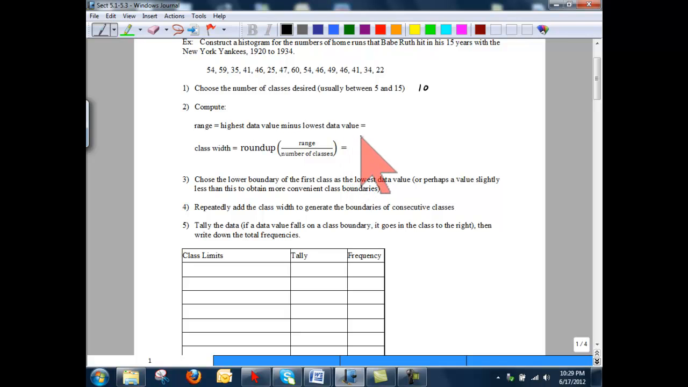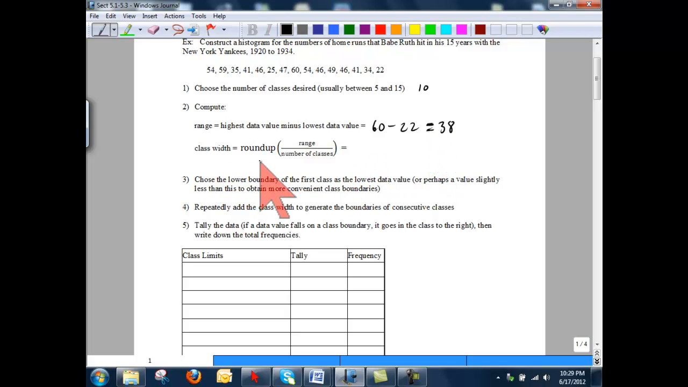Compute the range, which is the highest data value minus the lowest data value. I look at the list. The largest number is a 60. The smallest number is a 22. And so the range is 38. Notice that the range is a single number.